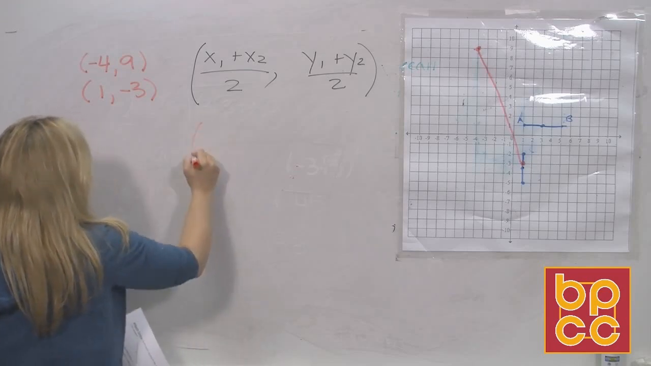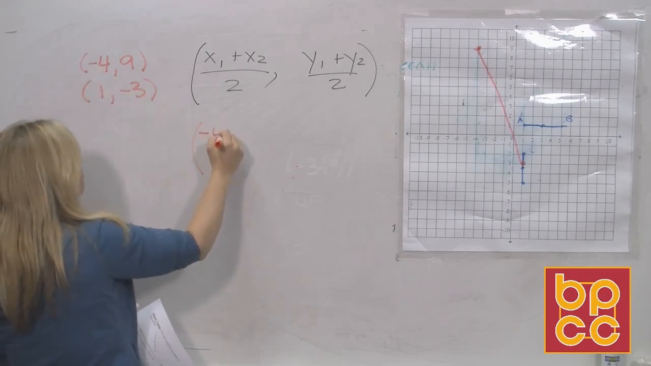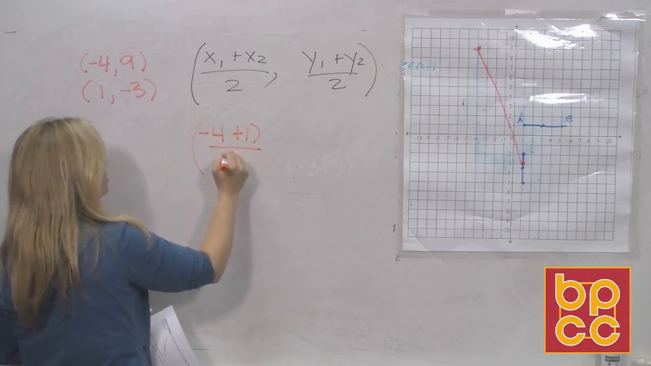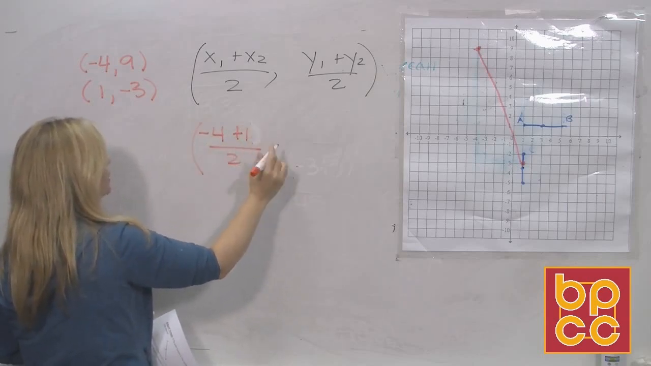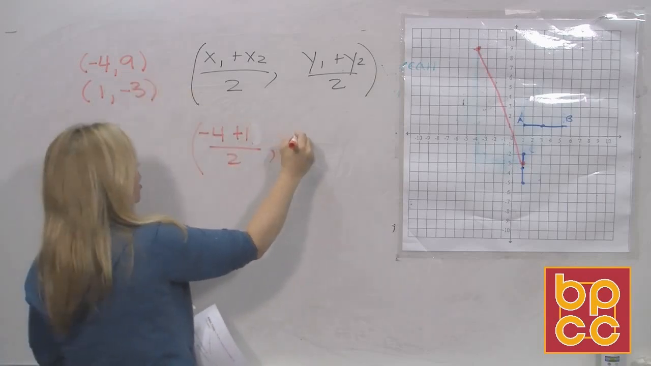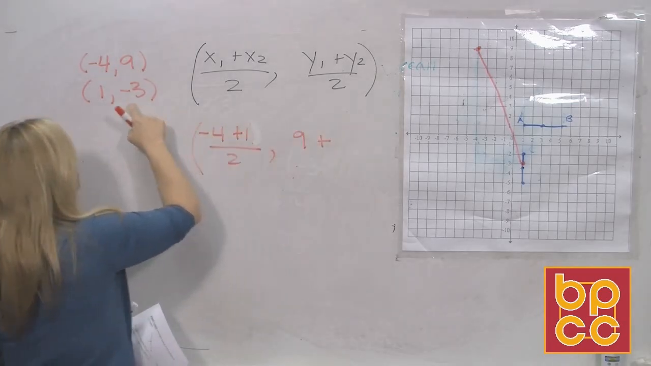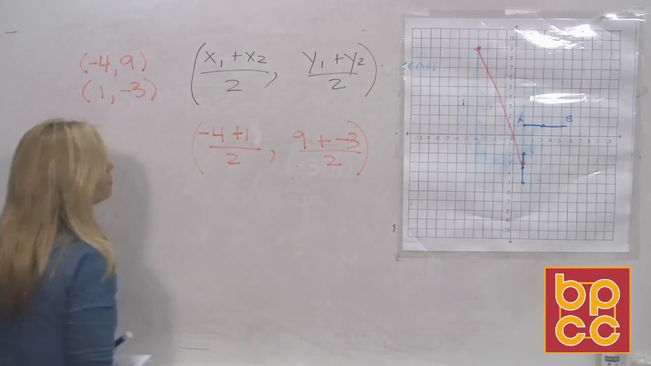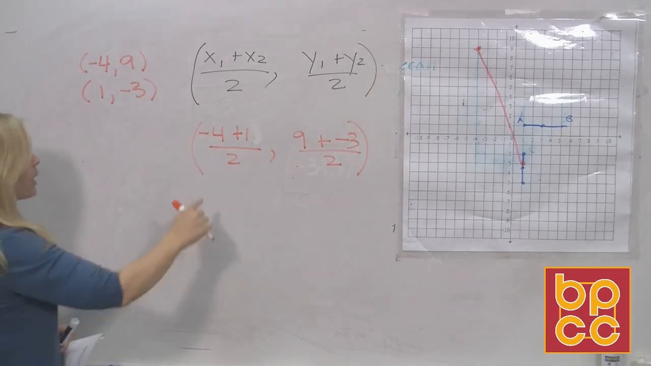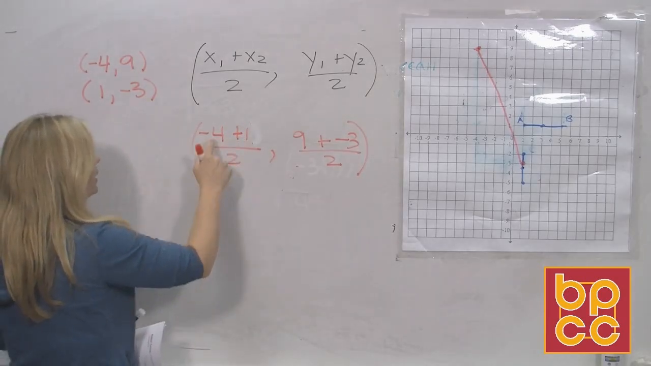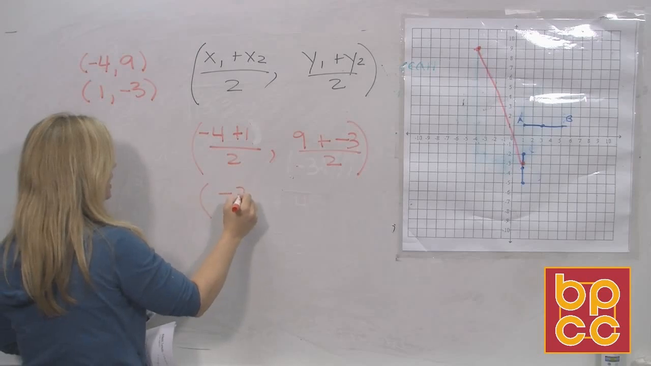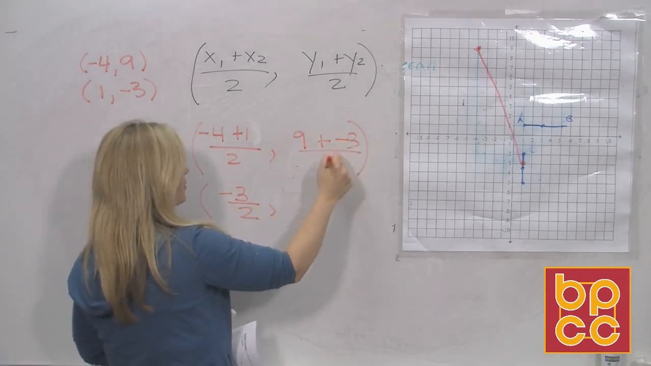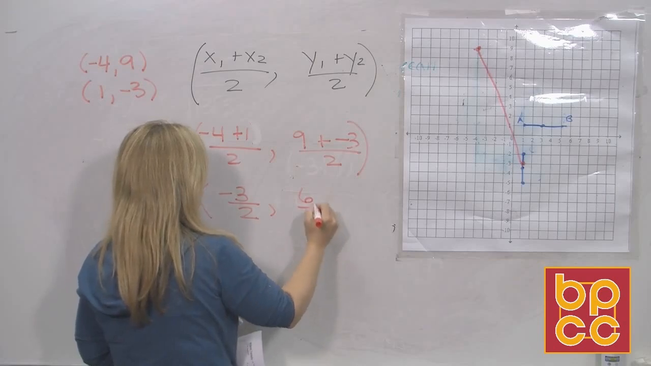So now we'll fill it in. Our first x value is negative 4, plus our second x value is 1, and we're going to divide that by 2. Then we're going to do our y's. Our first y is 9, plus our second y is negative 3, and we're going to divide it by 2. Now, you all know this. We've got to work what's in the numerator first. Negative 4 plus 1 is negative 3 over 2. 9 plus negative 3 is 6 over 2.